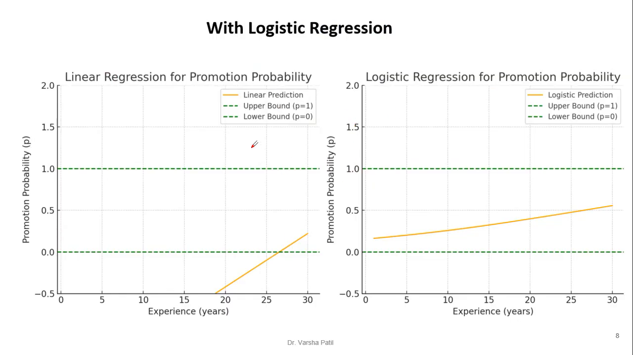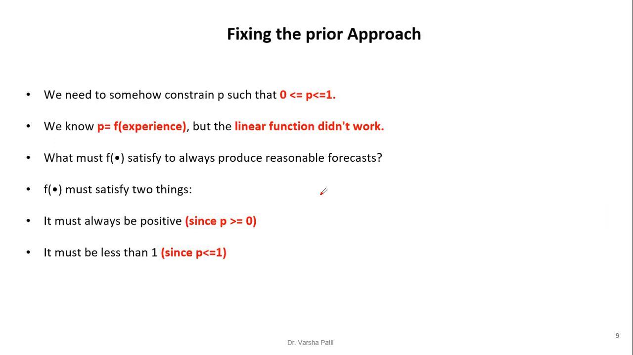So here this is a comparison between logistic and linear regression. Logistic always lies between 0 and 1, and here it is not bounded. We need to somehow constrain p such that the value is between 0 and 1. Here p stands for probability, that is, the answer is between 0 and 1. So it is a function of experience, but the linear function didn't work. We already saw in previous slides that this linear function will not work.